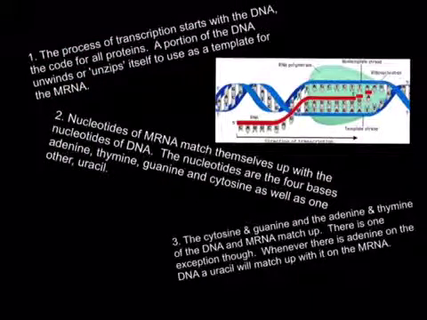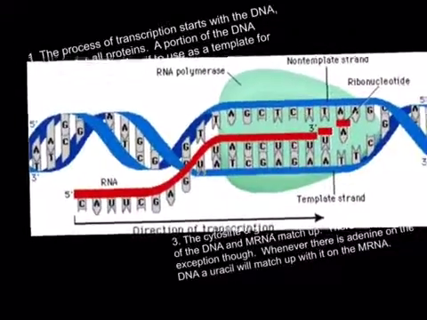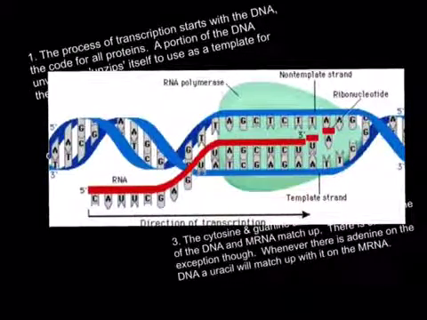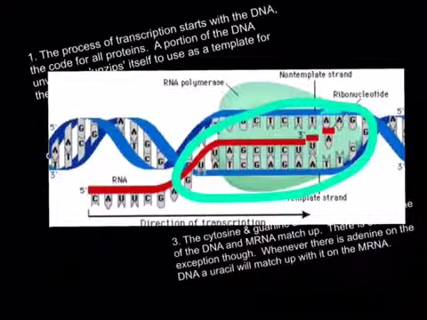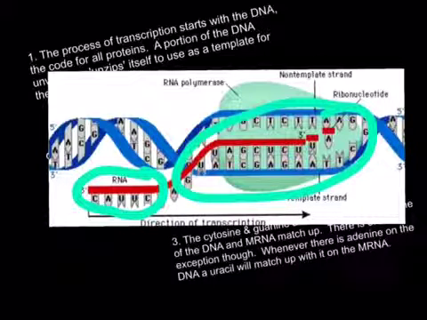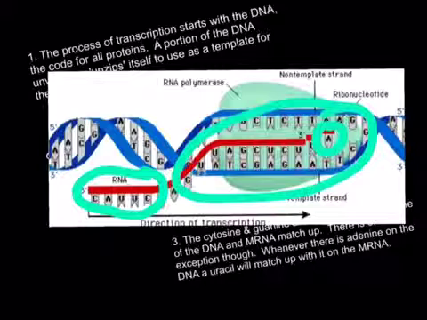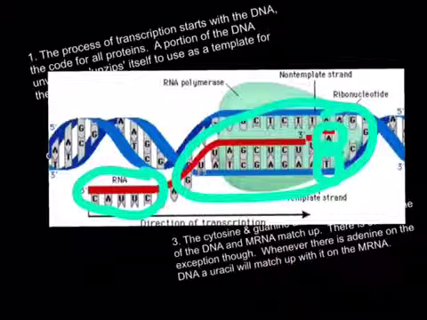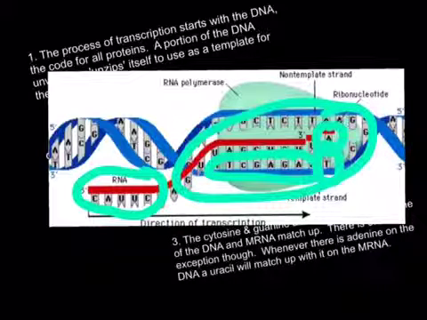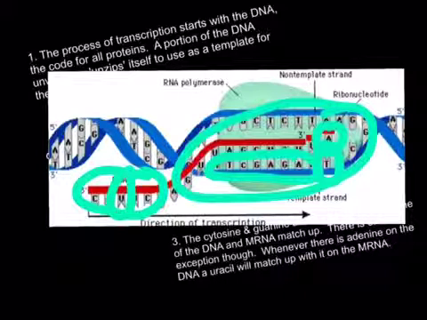The process of transcription starts with the DNA, the code for all proteins. A portion of the DNA unwinds or unzips itself to use as a template for the mRNA. Nucleotides of mRNA match themselves up with the nucleotides of DNA. The nucleotides are the four bases adenine, thymine, guanine, and cytosine, as well as one other, uracil.